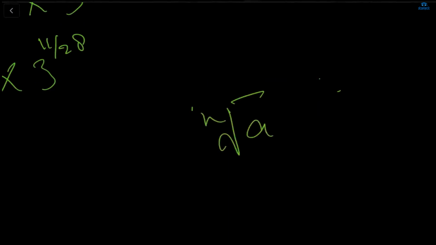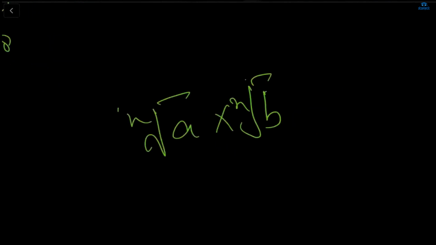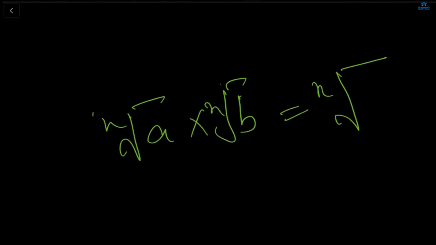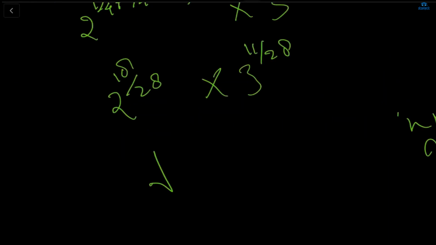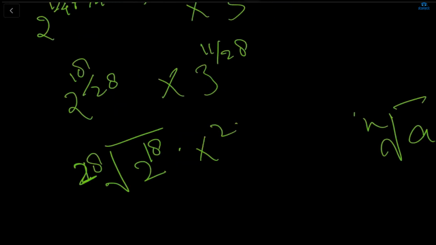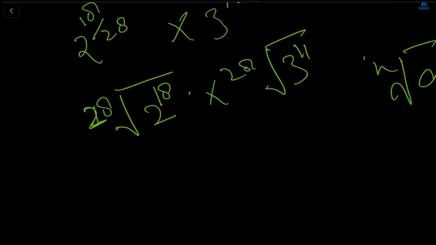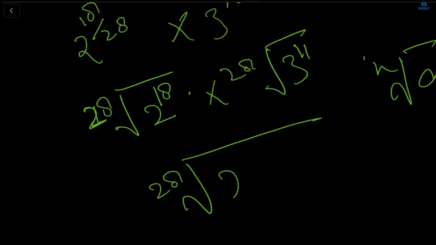If you have this one, and the base is different, but the value of the index is same, okay, so you can write this as 28 to the power 18 multiplied by 28 to the power 11. Okay, so you can write this as 2 to the power 18 multiplied by 3 to the power 11. Okay, Ram? Understood? Anybody any doubt in this question?